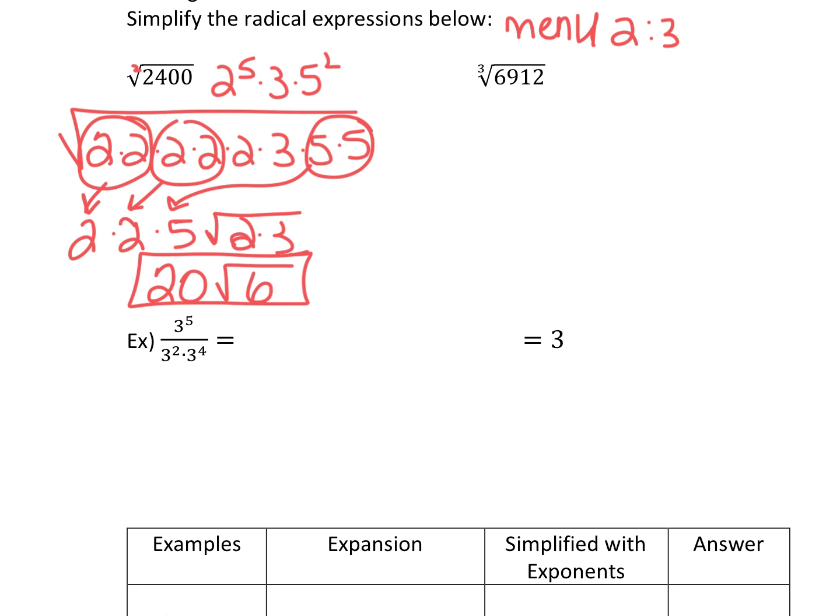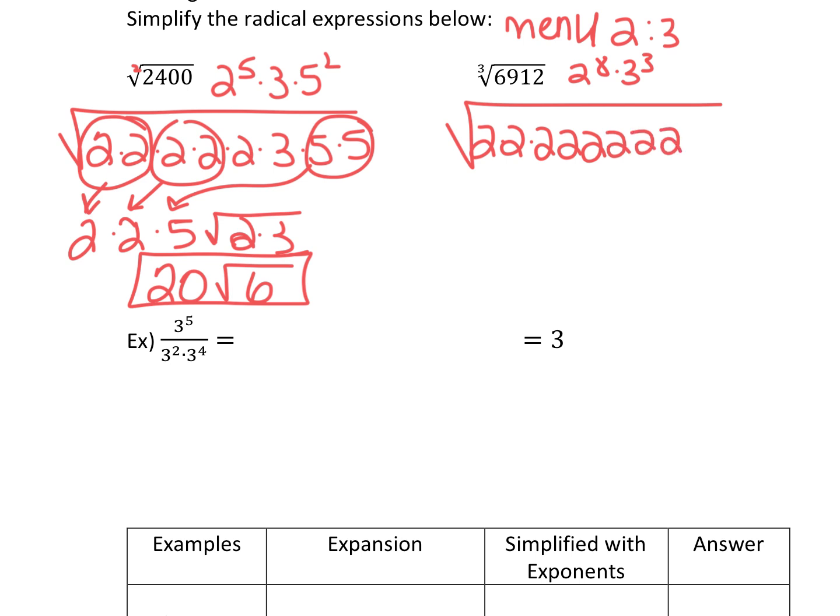If we put in menu 2, 3, and we do 69,12, we get 2 to the 8th times 3 to the 3rd. So I'm going to write 2 eight times: 2, 3, 4, 5, 6, 7, 8, and three 3s. Now this has a root index of 3, so we're not looking for pairs, we're looking for groups of 3.